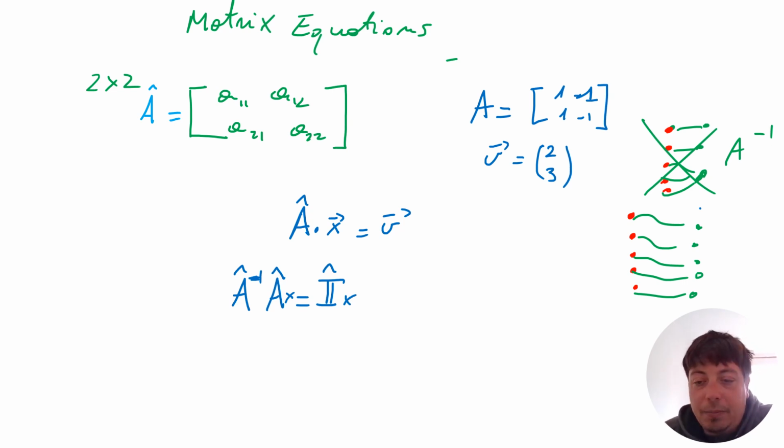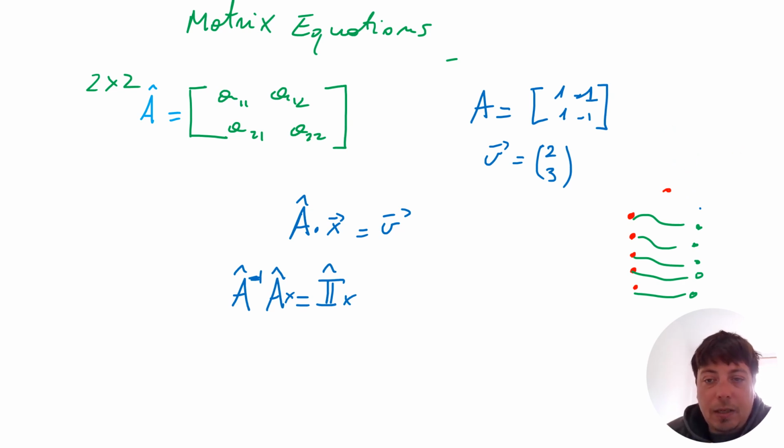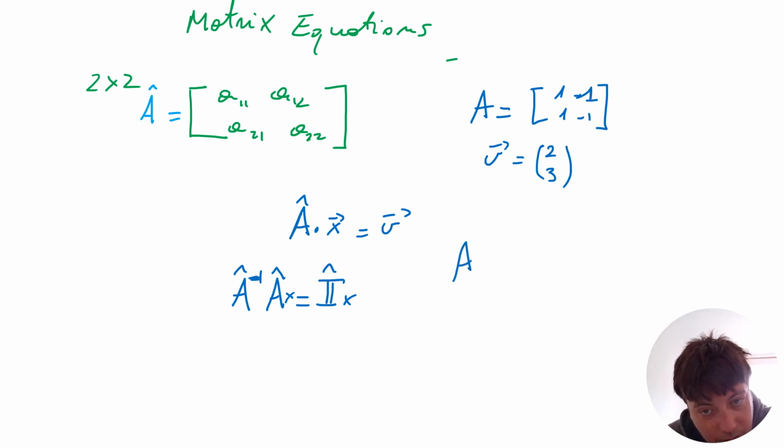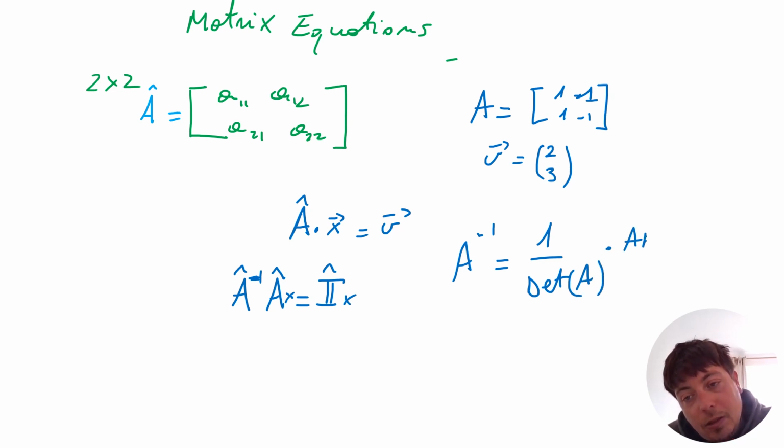Or maybe you are happy with that, but I'm saying that's not the solution of the equation. There are multiple solutions. So inverting a matrix is very similar to inverting a function. But what's the definition of an inverse of a matrix? The definition is 1 over the determinant, and I will tell you what that is, times the adjoint of the matrix.